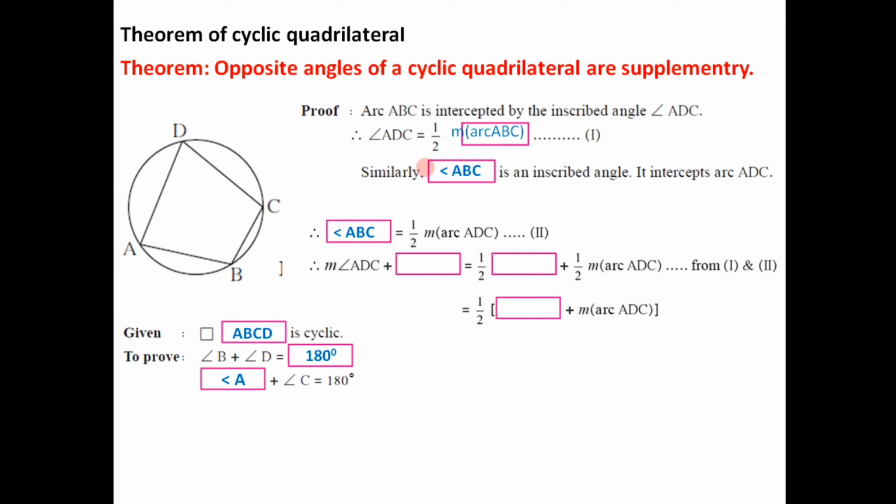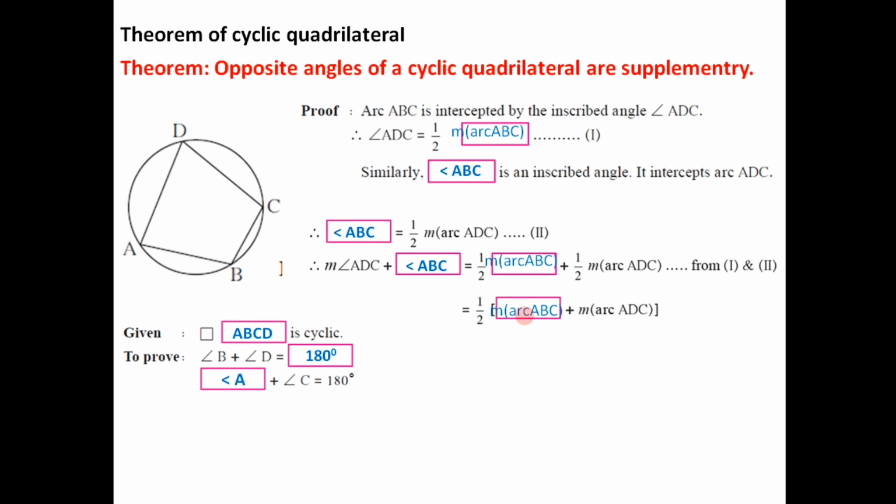Now if we add these two equations, equation 1 and equation 2, we have to add left hand side to left hand side. The left hand side of equation 1 is the measure of angle ADC plus the left hand side of equation 2, the measure of angle ABC. That is equal to, the right hand side of equation 1 is 1/2 of the measure of arc ABC plus the right hand side of equation 2 is 1/2 the measure of arc ADC. From both of these terms, we can take 1/2 common. So in the bracket, we would have the measure of arc ABC plus the measure of arc ADC.